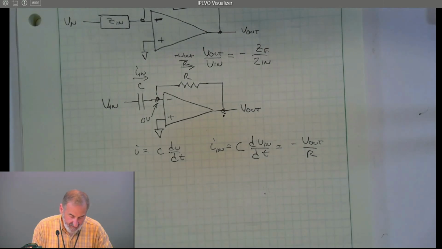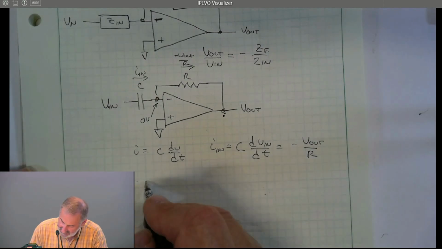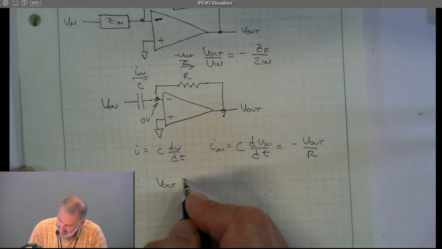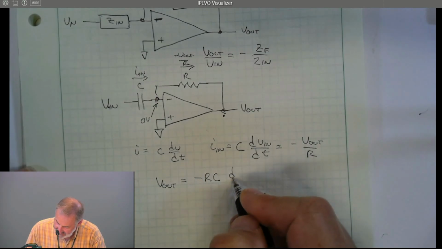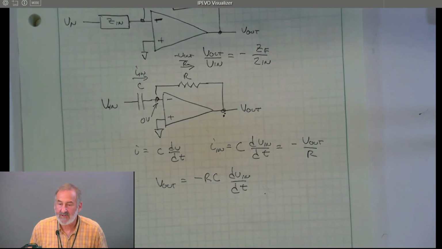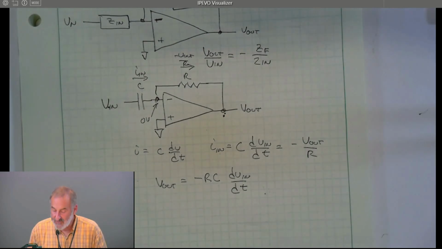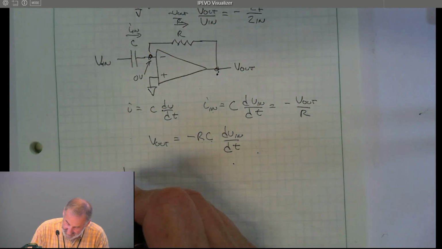Now we want to solve for V out as a function of Vn. So let's see. That says that V out is equal to minus RC dV in/dt. The output voltage is the derivative, inverted, of the input voltage. It's inverted and scaled. It's scaled by RC. But this is a differentiator. It's an inverting differentiator.